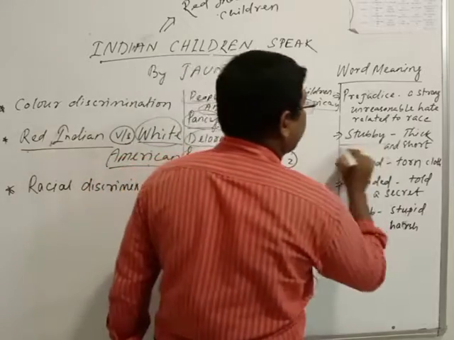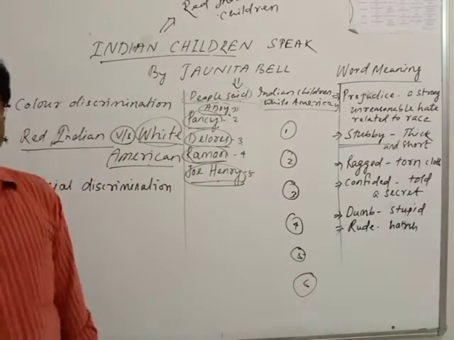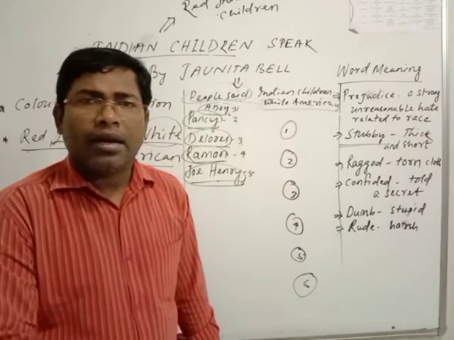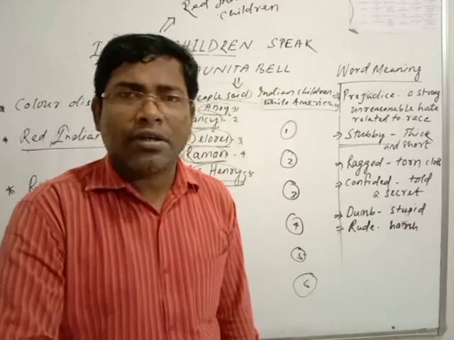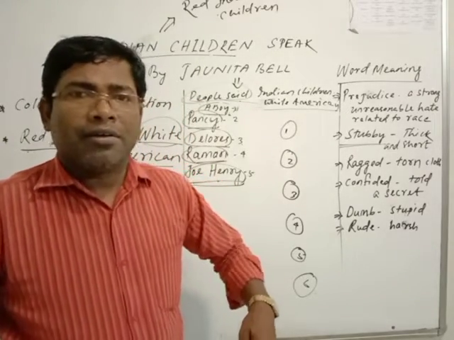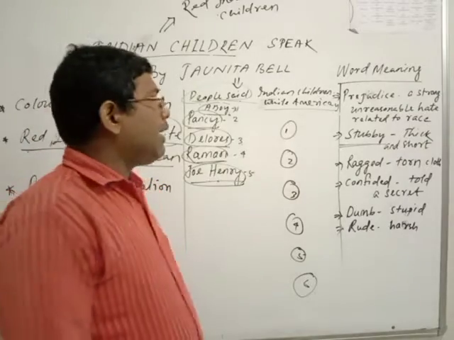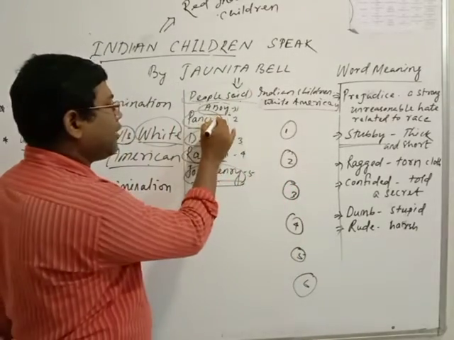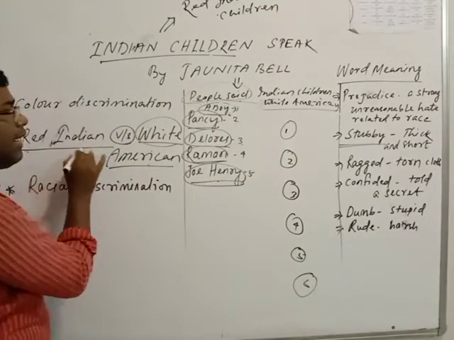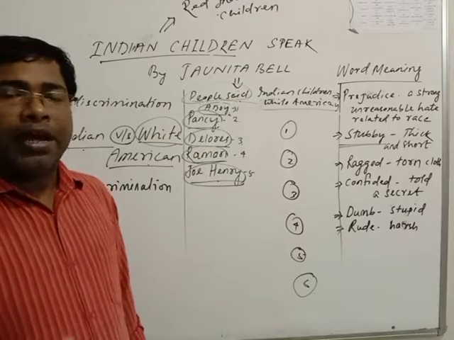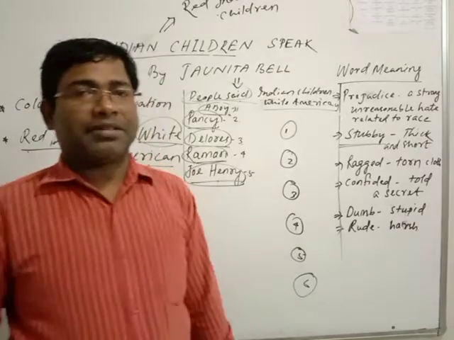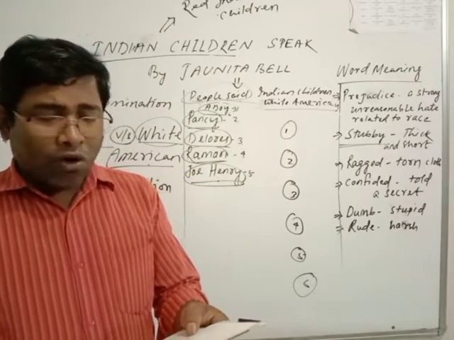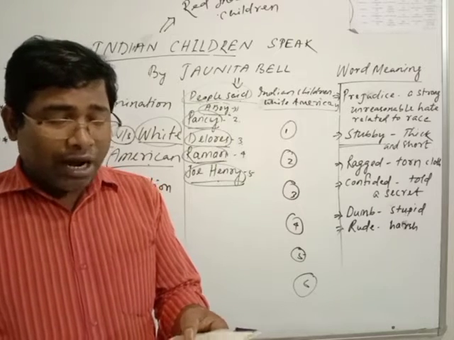What do you mean by stubby? S-T-U-B-B-Y. Stubby means thick and short. Short means short-heighted. Thick means a little bit fat. Okay, a stubby boy said something different, and that stubby boy belonged to a red Indian family. What he said? He said, last night the moon went all the way with me when I went out to work.